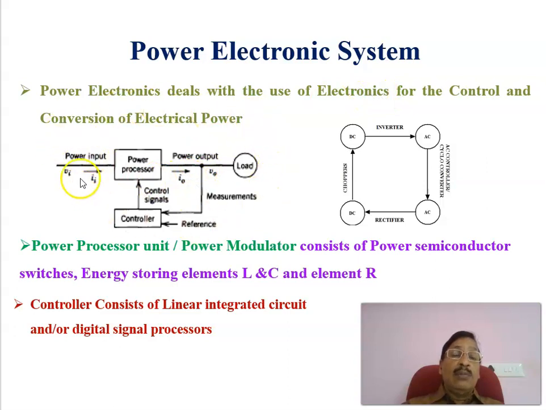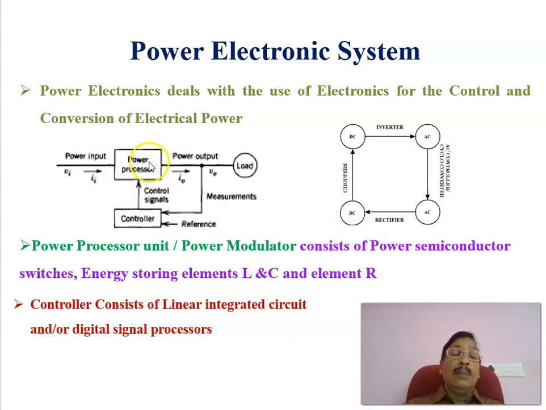This is the block diagram of a power electronic system, in which the main heart is the power processor or power modulator. It consists of power electronic switches like an uncontrolled switch such as a diode, a semi-controlled switch like a silicon controlled rectifier, or a fully controlled switch like MOSFET, IGBT, etc. Apart from that, the energy storing devices like inductors and capacitors, and the energy dissipating element resistance, all constitute the power modulator.